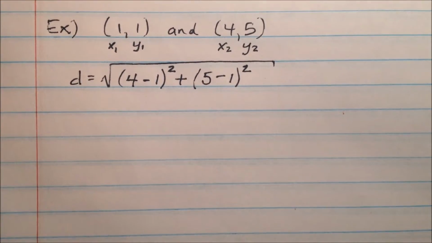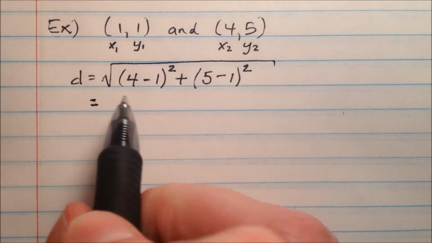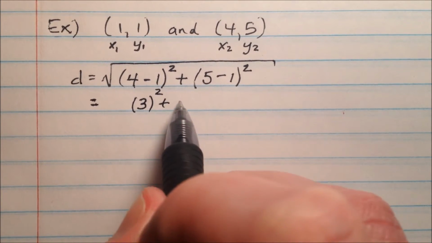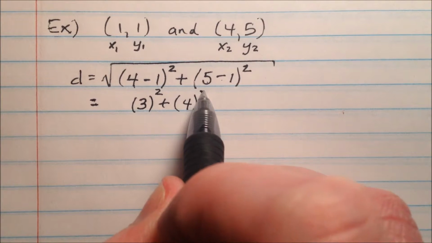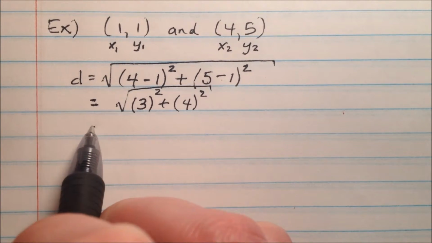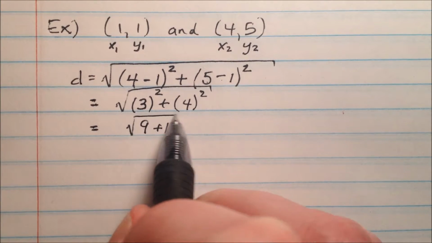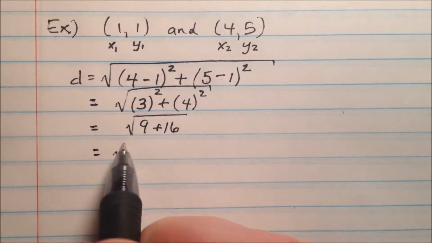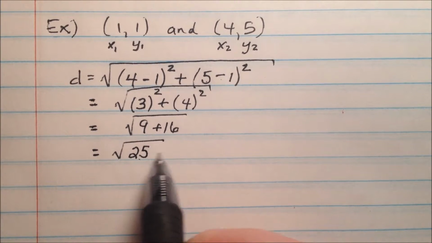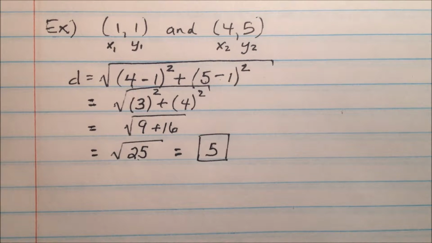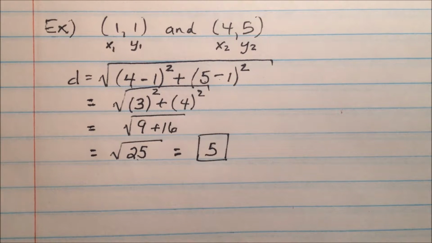So now that I've plugged my values in, let's go ahead and simplify. So 4 minus 1 is going to be 3. So I'll have 3 squared plus 5 minus 1 is 4 squared. That'll be the square root of that. 3 squared is 9. 4 squared is 16. Looks familiar for what we just did a while ago. The square root of 9 plus 16 is 25 equals 5. So the distance that we have here is 5 units, which we found by making a triangle on our coordinate plane. So the distance formula works just the same.